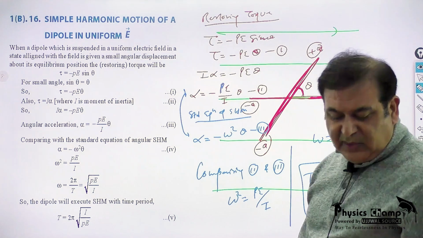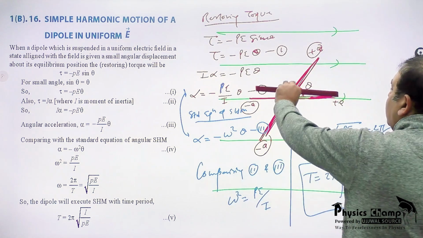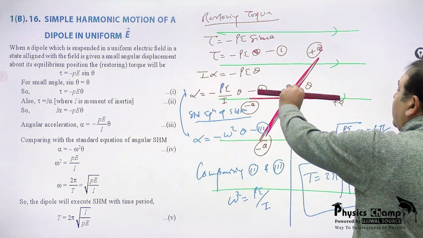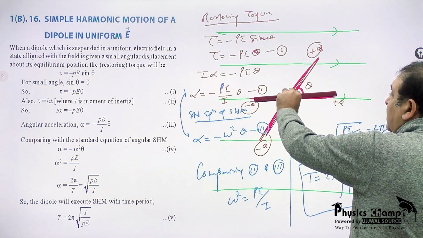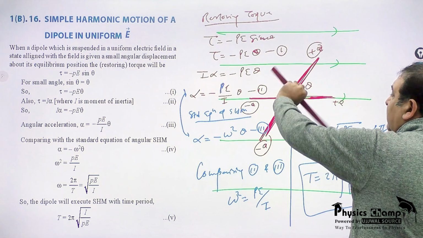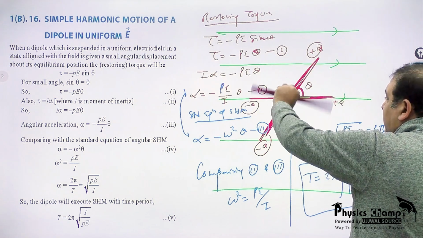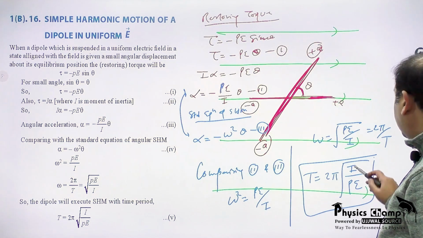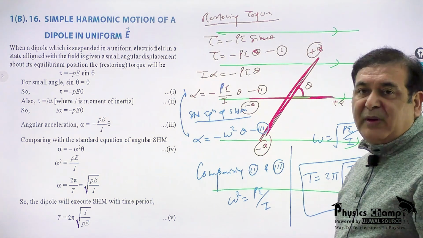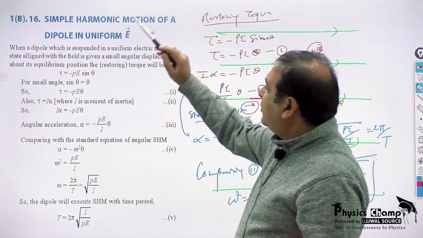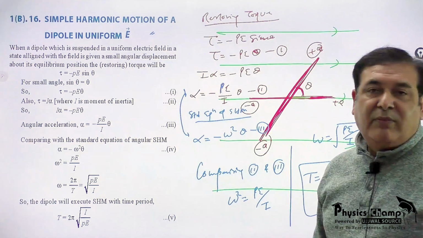So yes, if this dipole, which has a moment of inertia I, is turned from its stable equilibrium position by a small angle, say theta, and released, it will do simple harmonic motion, and its time period will be 2 pi root I by PE, where I is moment of inertia, P is the dipole moment, and E is the electric field. So this is about simple harmonic motion of a dipole in a uniform electric field.